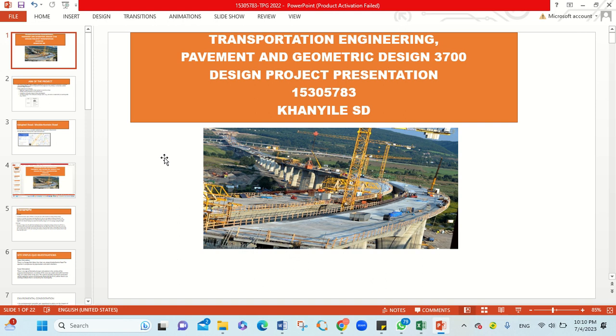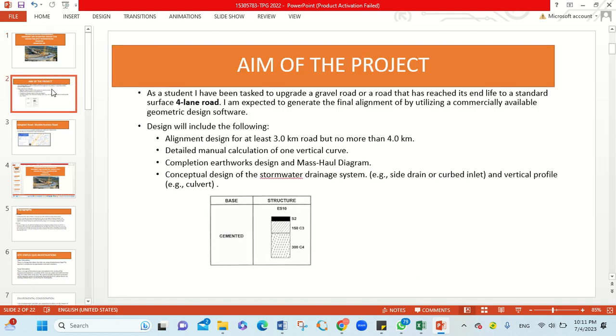Today, I would like to present to you a transportation engineering pavement and geometric design project. My name is Bongsani David Kanyele.